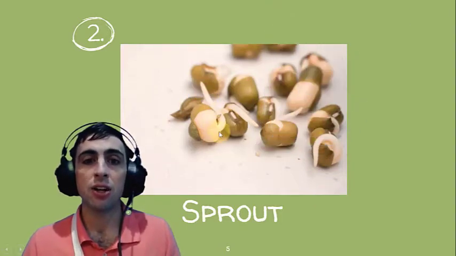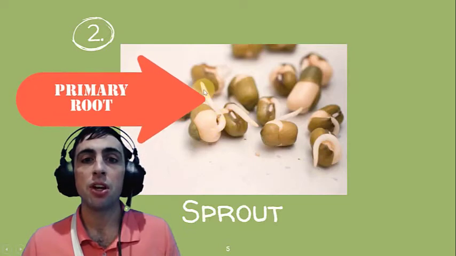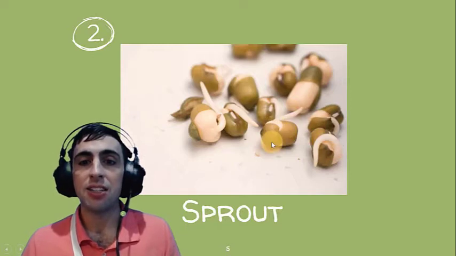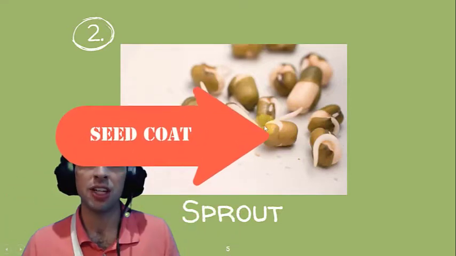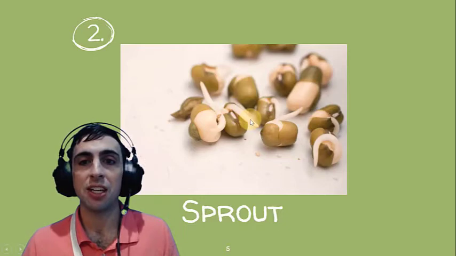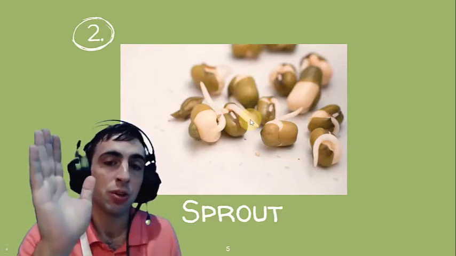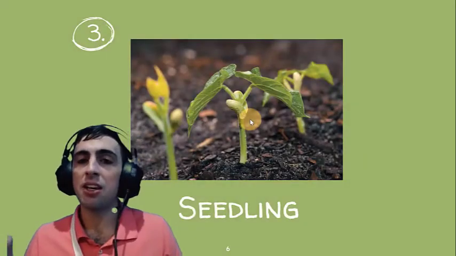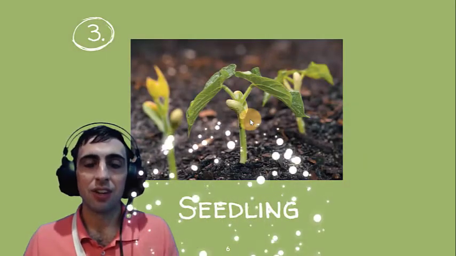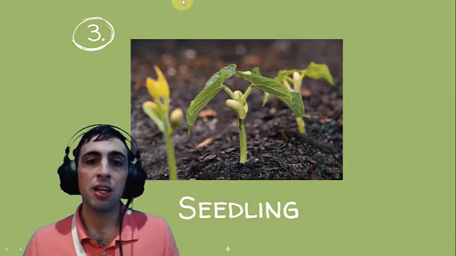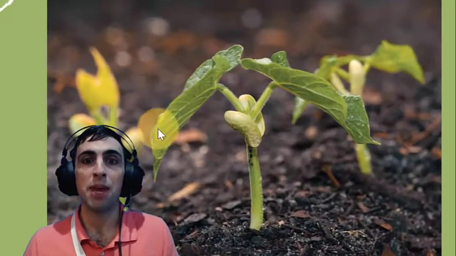And here is the primary root coming out of the seed. You see the seeds get bigger and the seed coat is coming off of the seed. It is beginning to sprout when the primary root comes out of the seed. Next, the primary leaves will come out and it will get bigger and bigger and turn into a seedling. A seedling. This is a young plant.